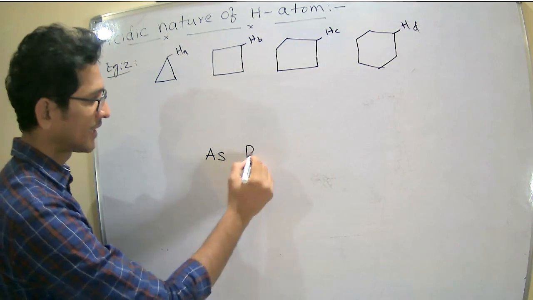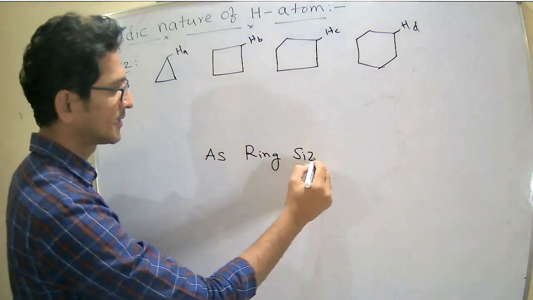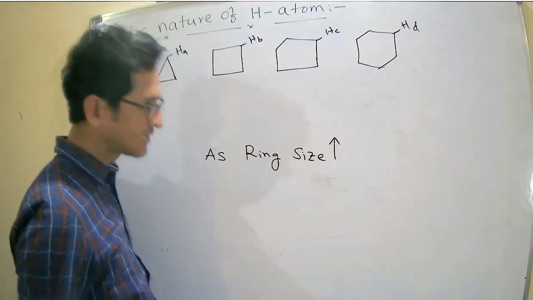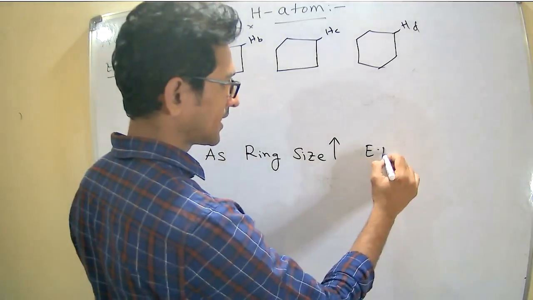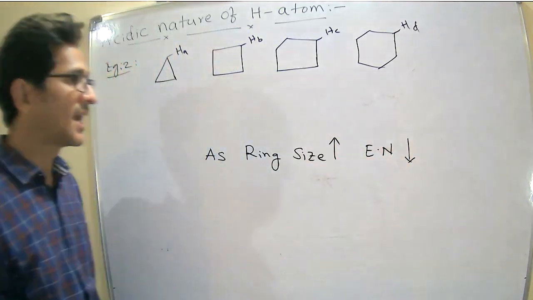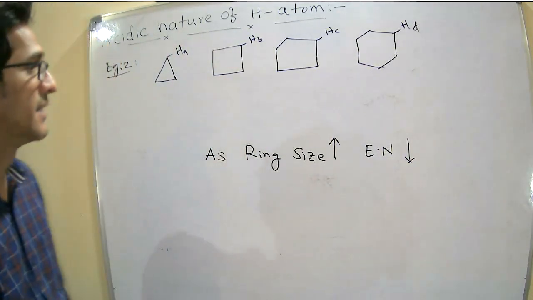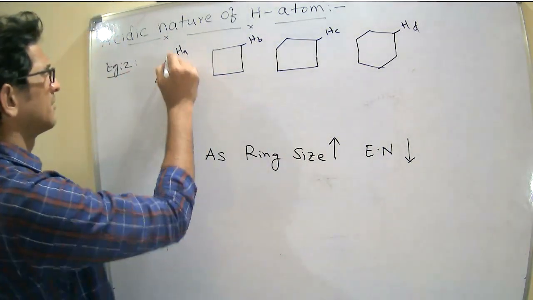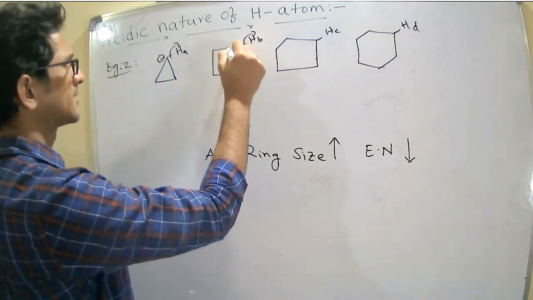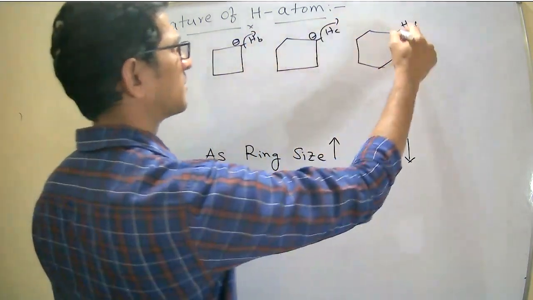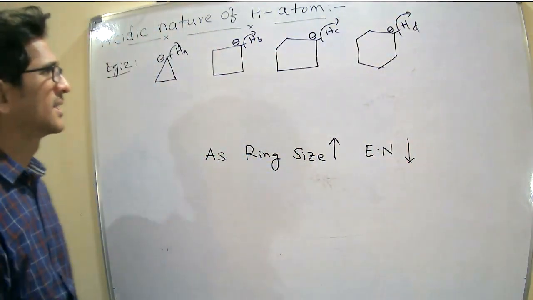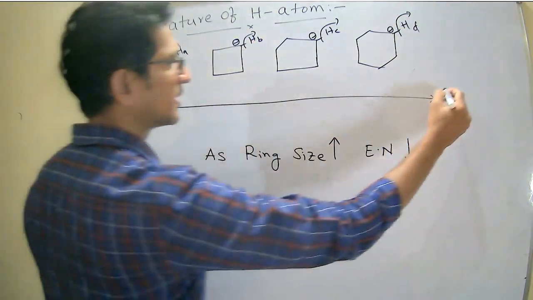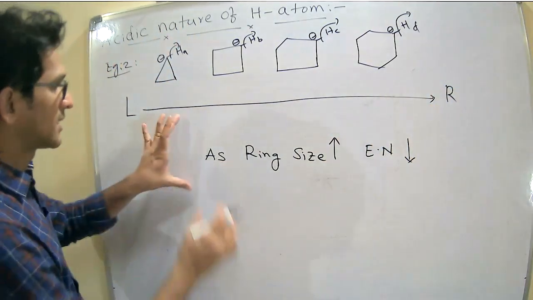As ring size increases, electronegativity decreases. Obviously, if it loses a hydrogen, it forms the conjugate base. Okay, right. Now see here, from left to right, what happens?